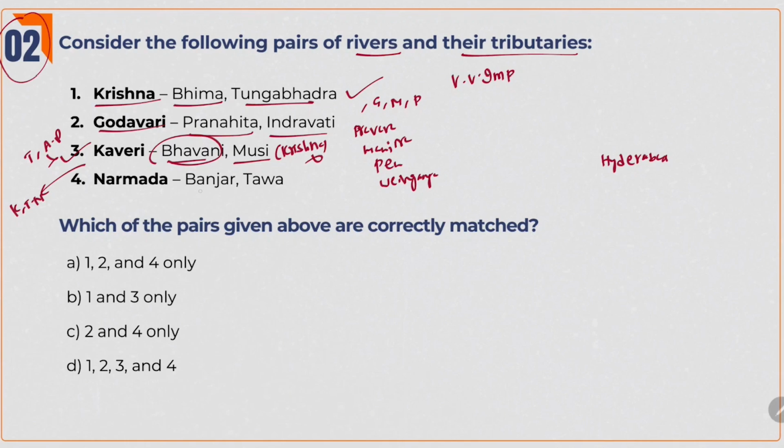And coming to Narmada, Banjar and Tawa are tributaries of Narmada. Yes, this is right. Actually, Tawa being a tributary of Narmada was a previous question of UPSC. Just remember that Banjar is also a tributary of Narmada.